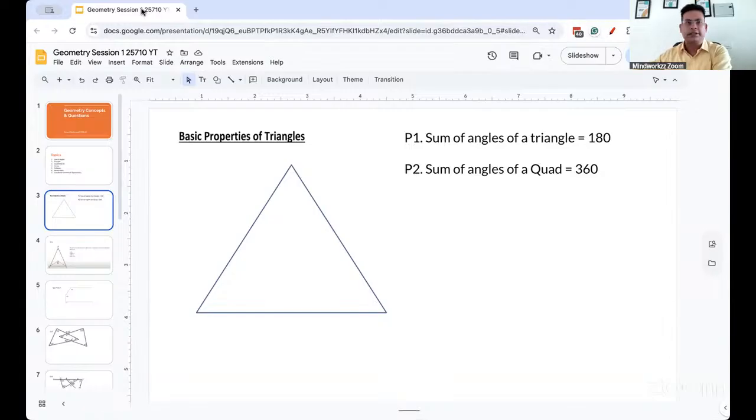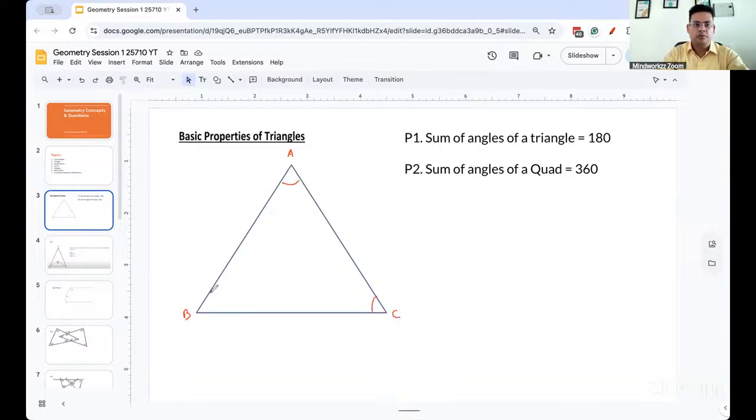So I hope this is clear. The first property, most of you have read it in your school. It says the sum of angles of a triangle. So if this is a triangle, we all know these are the vertices of the triangle A, B and C. Angle A plus angle B plus angle C will be equal to 180 degrees.